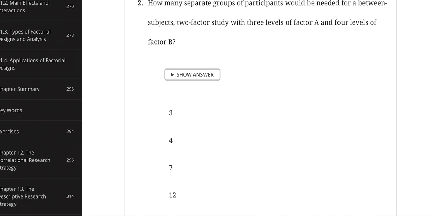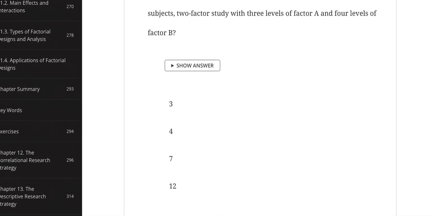So how many separate groups of participants would be needed for a between subjects 2-factor study with 3 levels of factor A and 4 levels of factor B? Okay, let's break that down because I'm sure some of you are like, what? Because it's between subjects, there are separate groups for each of these levels of each factor, and there are 2 independent variables here. It says 2 factors. So we have factor A and factor B, right? There are 3 levels of factor A and 4 levels of factor B.